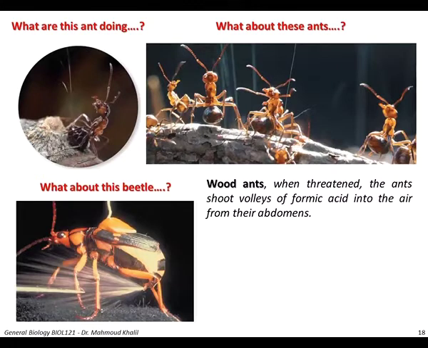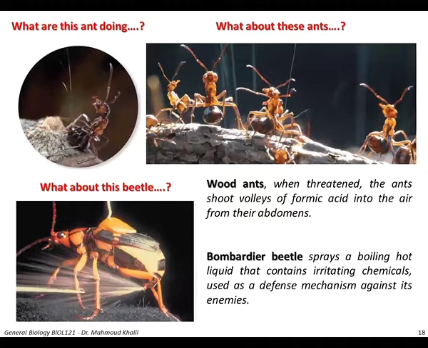So actually, when this wood ant is threatened, it shoots volleys of formic acid from its abdomen into the environment to defend itself. While the beetle sprays a boiling hot liquid containing irritating chemicals, and it is also used as a defense mechanism against its enemies. So in all these cases, it's a kind of adaptation to survive.